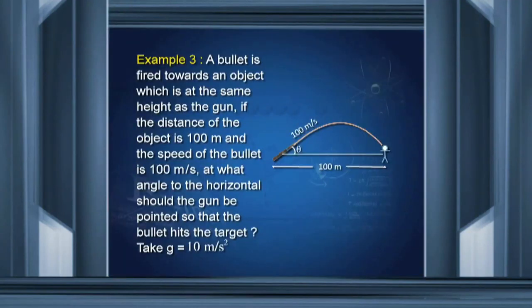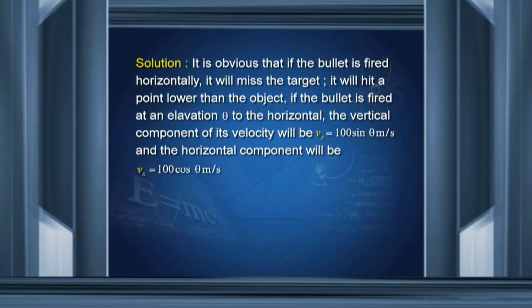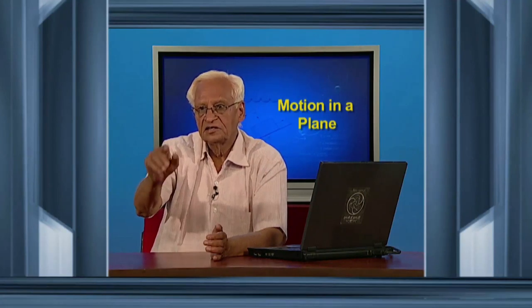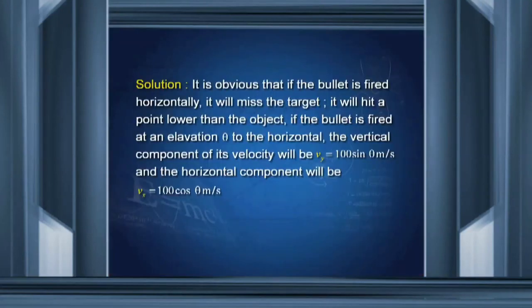So, let us see how we calculate this angle. It is obvious that if the bullet is fired horizontally like this, because of the attraction of the earth, it will take this path, and therefore, if the target is here, it will not hit it. So, we must point it at an angle, as I explained to you earlier, so that the path taken like this hits the target. So it will hit a point lower than the object if it is fired horizontally.